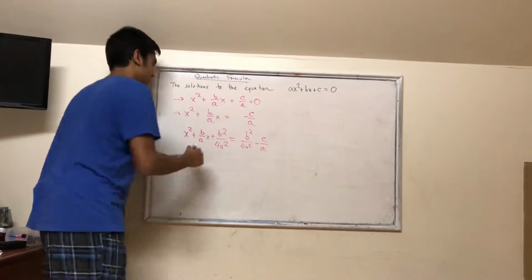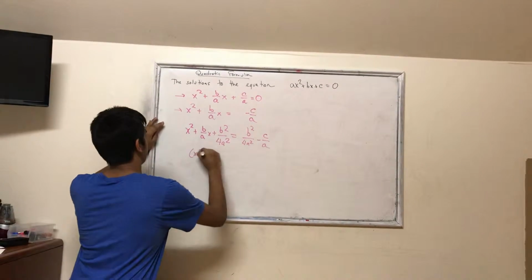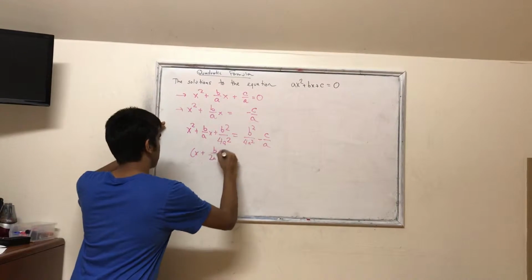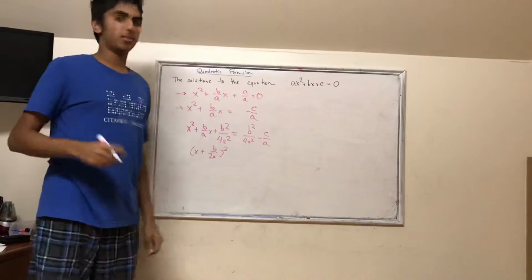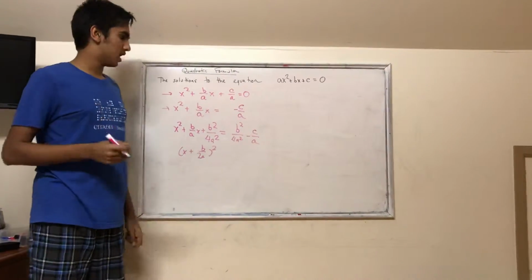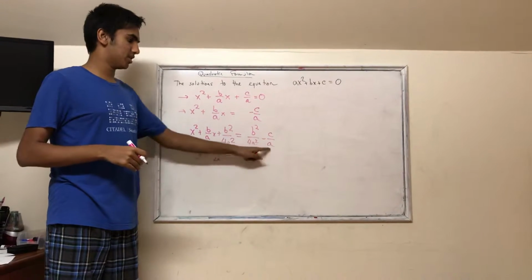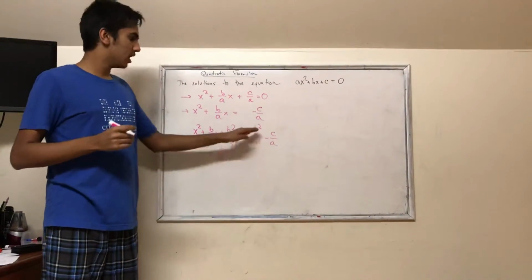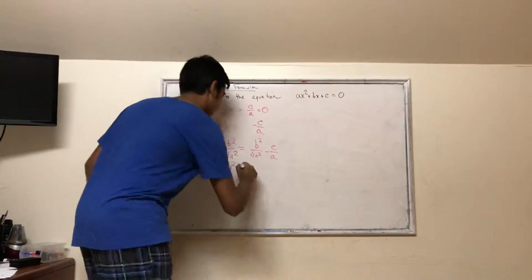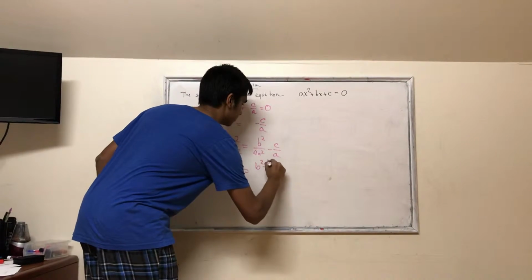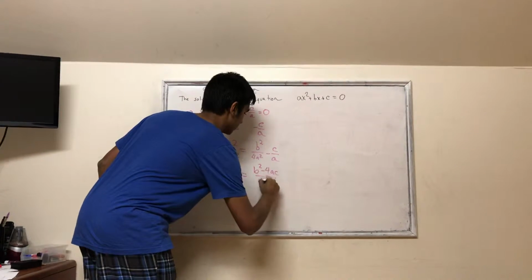This left-hand side just becomes x plus b over 2a, squared. This right-hand side, well, we have to combine it. So this is using common denominators again. The LCM of 4a squared and a is just 4a squared. And by combining it, you get b squared minus 4ac over 4a squared.